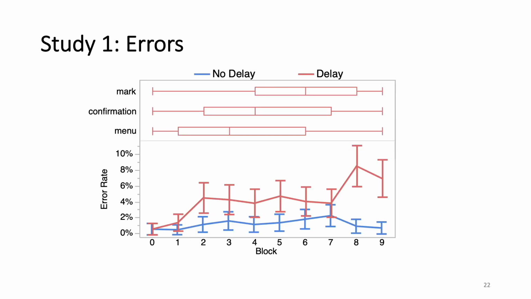Next we'll look at error rates, and to contextualize this, the top of the figure shows the distribution of modes used by block in the delay condition. You can see mark mode was used more frequently as block increased. The bottom shows error rate, and we see that a no delay menu appears fairly consistent, but as mark mode use increases, so does error rate for the delay condition. Overall, we found that error rate was significantly higher with a delayed marking menu than one with no delay.